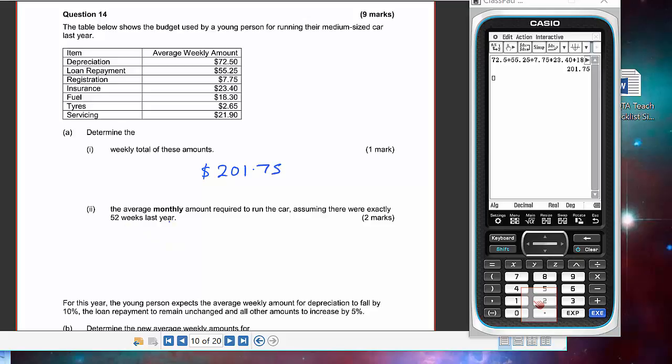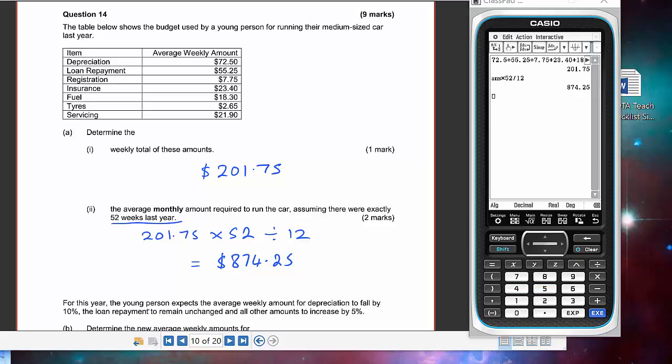We now want the average monthly amount to run the car, and we're assuming there's exactly 52 weeks last year. So what we need to do is 201.75 and multiply that by 52 to get a yearly amount, and then divide by 12 because there's 12 months in a year. So we're going to take our last answer, multiply it by 52, and then divide it by 12, and that gives us $874.25.